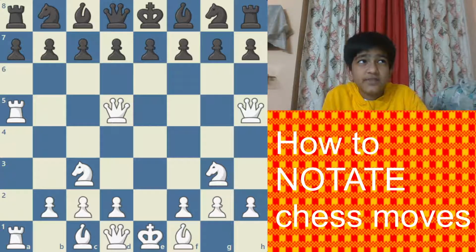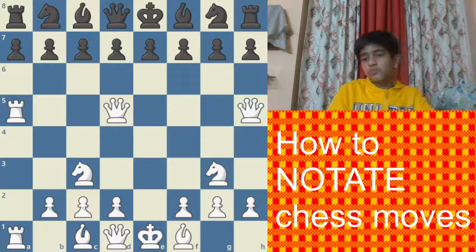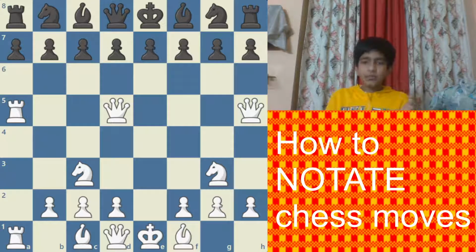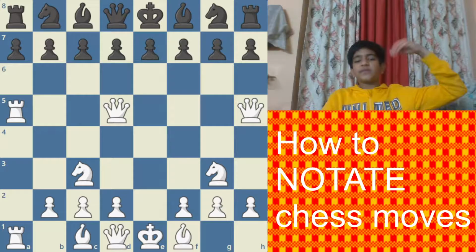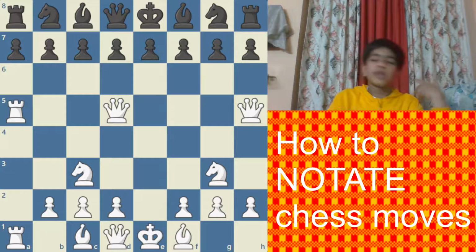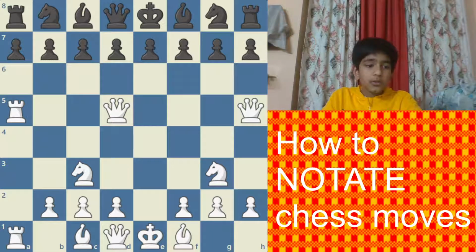I think I've covered everything about notating moves. Yeah, one more thing. Before writing the move, you have to write the move number. So if it's the first move, then 1 dot, and so on. If the second move, then 2 dot, 3 dot, 4 dot, it goes on. I guess that's all about notating moves. In the second part of this video, I'm going to tell you about how to annotate moves, not just notate them.